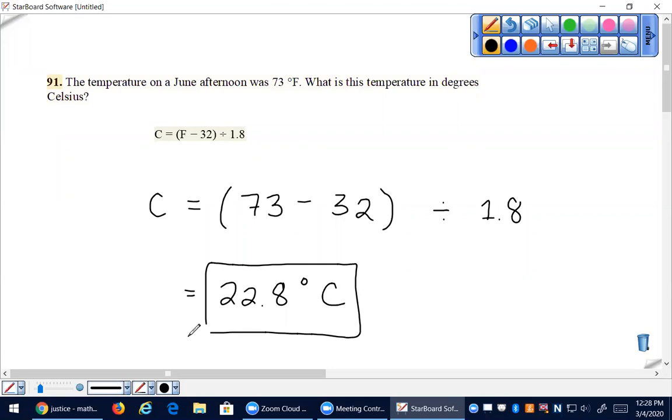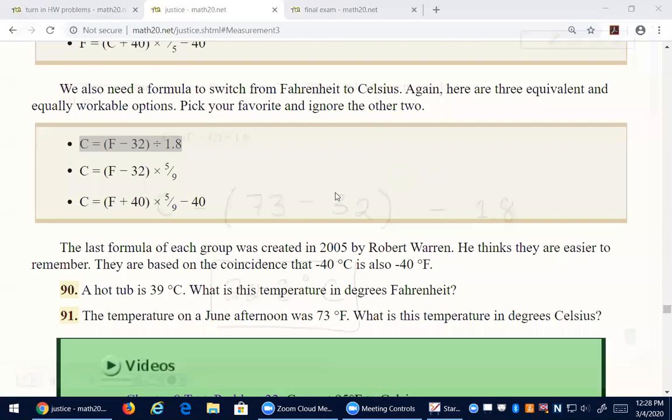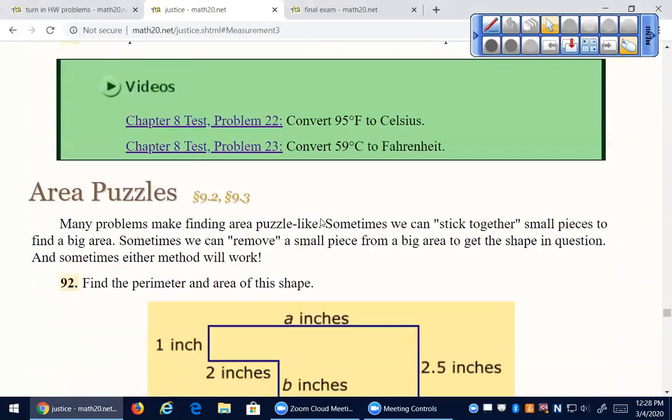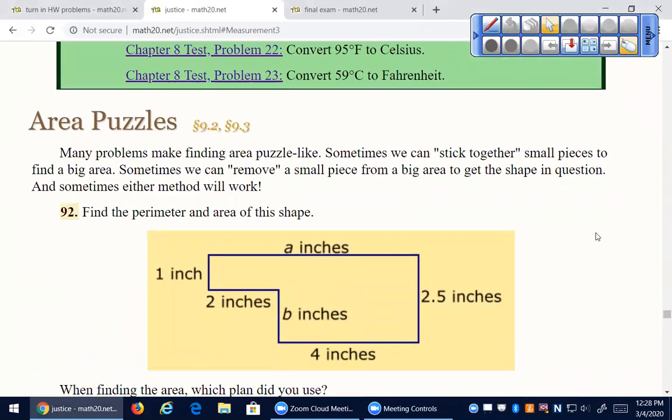Okay, questions on these? Okay, so there's not much to them. Did we talk about this one already? Have we done this area puzzle yet? I'm sure we have. Let's pretend we haven't.